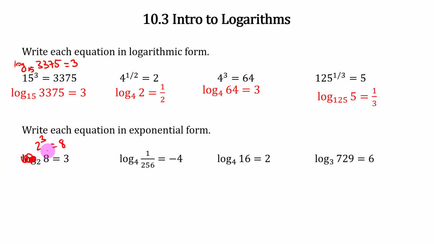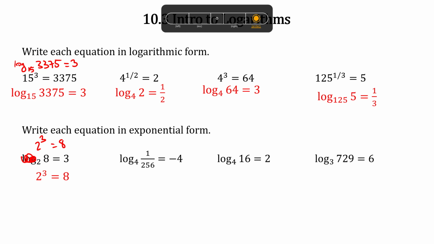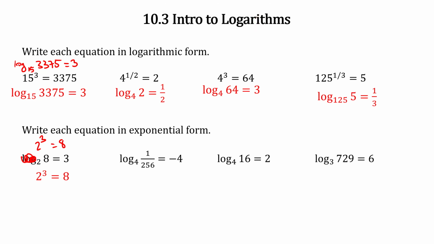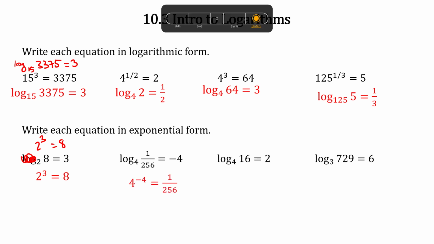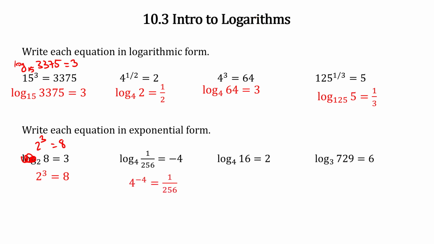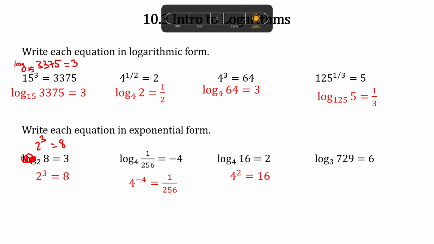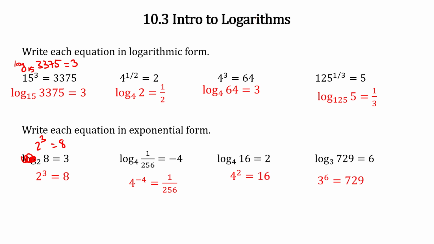Now, these should work because this should just make sense. I mean, 8 to the third is not 2. 2 to the 8th is not 3. 2 to the third is 8. Okay, pause here, do the next 3, come back and check your answers. Okay, so 4 to the negative 4 equals 1 over 256. 4 squared equals 16. And 3 to the 6 equals 729.